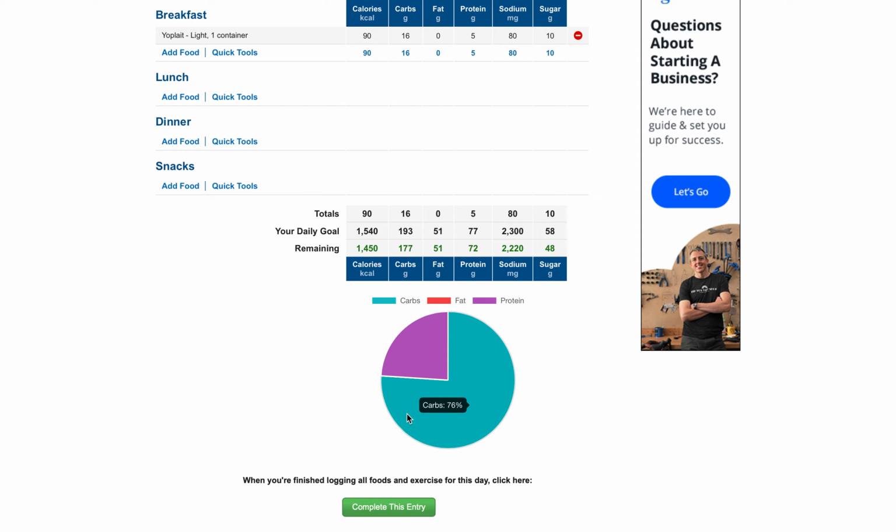And this cool function, and the mobile phone has a similar one as well, provides you a breakdown of so far, and at the end of the day, how you've met your goals. So, I wanted to try to eat 193 grams of carbs.